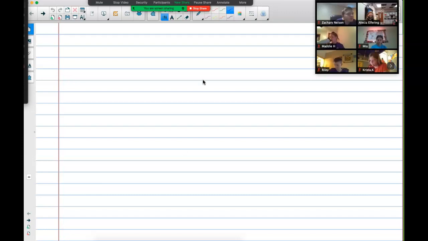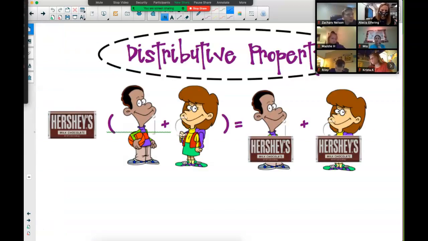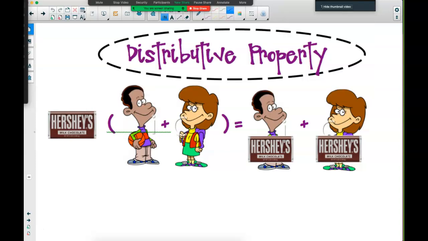Okay, so in your notebooks, I want you to put distributive property, because that's what we're covering next. Hang on. Okay. So I want you to write distributive property in your notes. I'll explain it in a little bit, but that's what we're going to cover, distributive property.